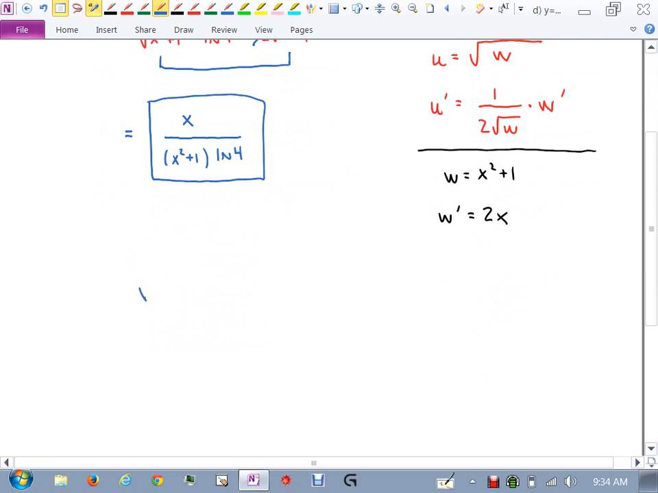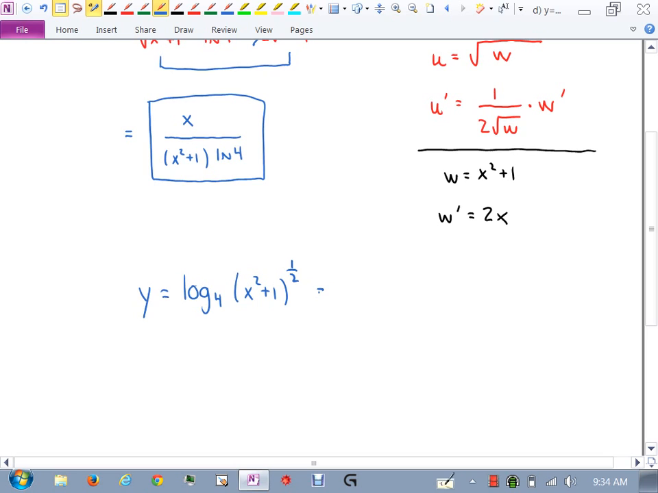The original problem was y equals the square root of log base 4 of the square root of x squared plus 1. I could have rewritten the square root as raising to the 1/2, right? That's the same thing. And now I'm not doing any derivative right now.